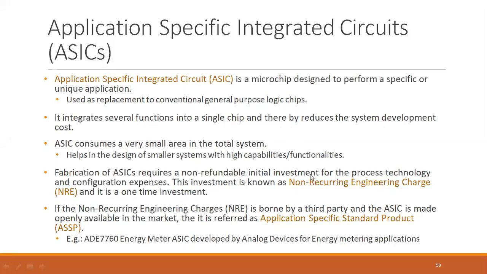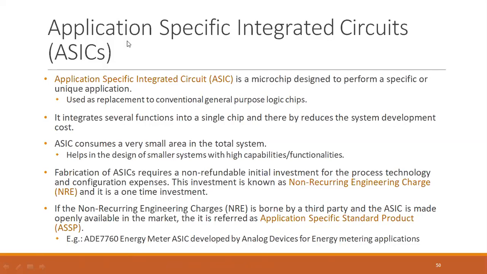This is just like a research area, you are investing in it. If the non-recurring engineering charges are borne by a third party and the ASIC is made openly available in the market, then it is referred to as the application-specific standard product. Once you have the product in hand and start marketing it, that is called an application-specific standard product, right?